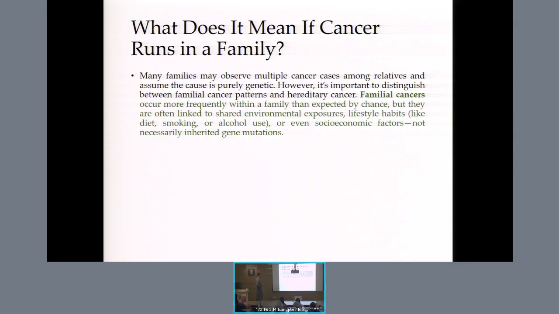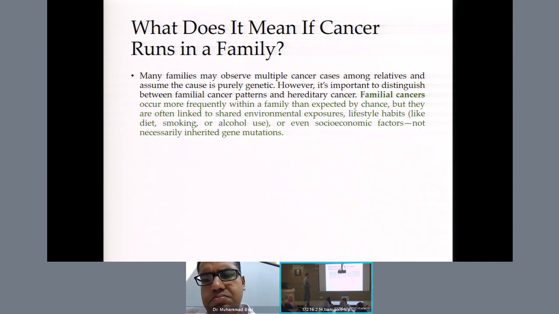The reason is maybe shared environmental exposures. एक particular family है, एक particular geography में रह रही है. The environmental factors are the same. Maybe they have similar diet patterns. Maybe they share other traits. So that may be the reason of tumor development in a particular family.